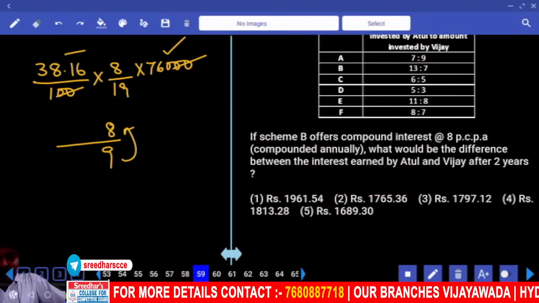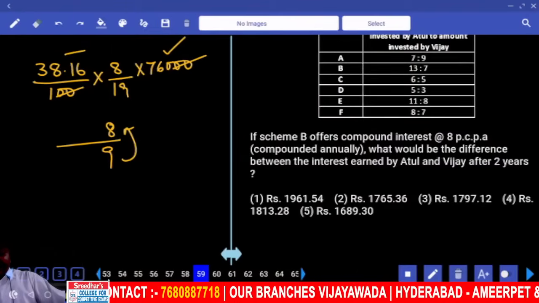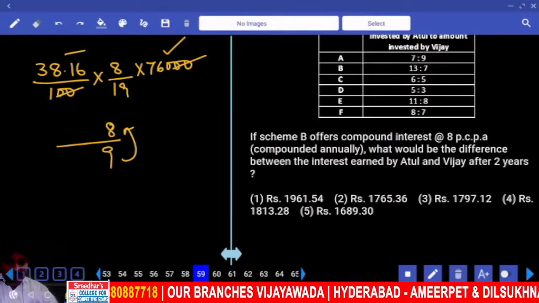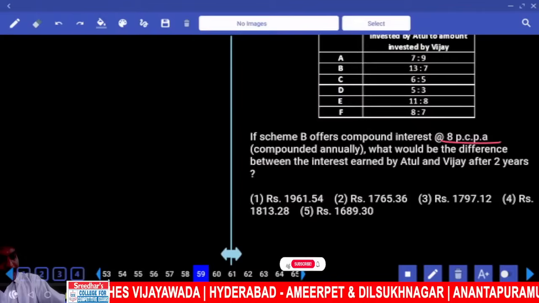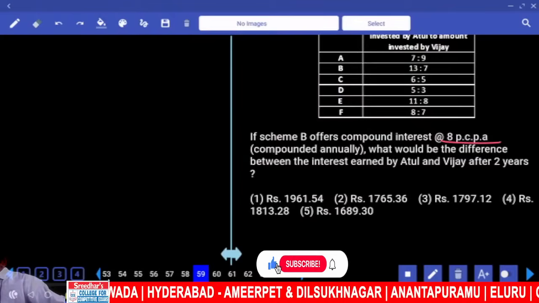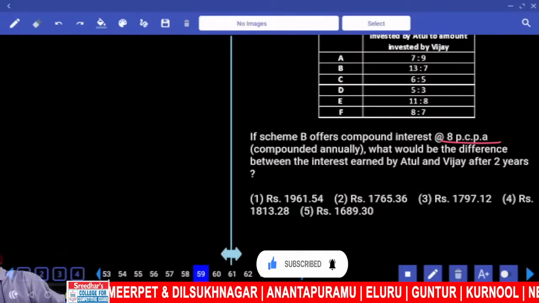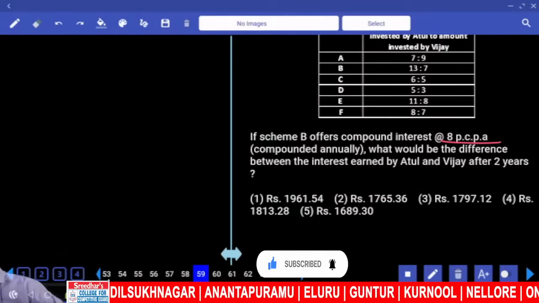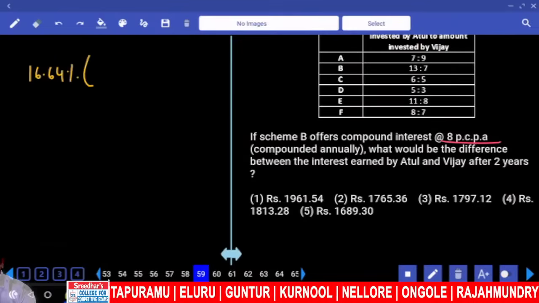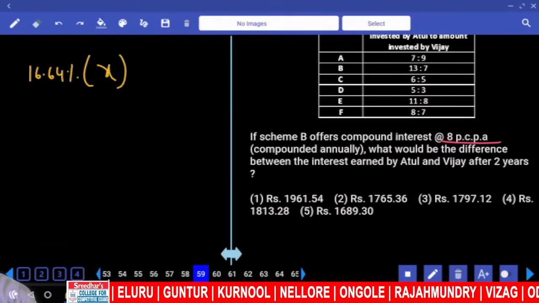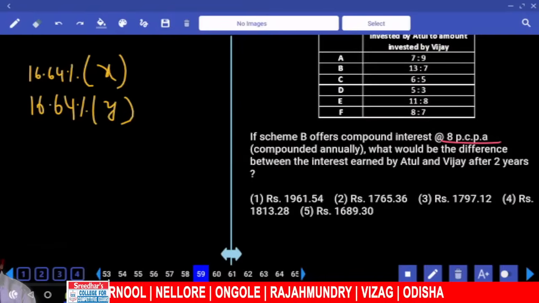If scheme B offers compound interest at 8% per annum, what would be the difference between interest earned by Atul and Vijay after 2 years? At the rate of 8% per annum, what compound interest are we going to get? 8 plus 8 plus 8 square by 100, 16.64 percentage of the first person, same percentage of the second person.